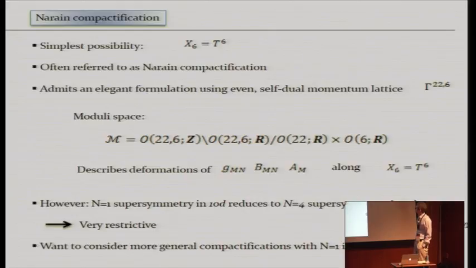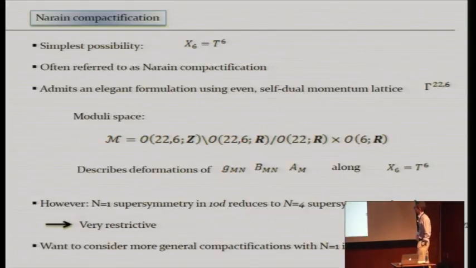Okay, so this parameterizes the internal momenta, left and right moving momenta of the string. And the 4-dimensional effective theory is parameterized by this moduli space. This is just a moduli space of a lattice of this type. So it's this type of coset form. It's O(22,6) mod O(22) mod O(6), and then there's some additional discrete symmetries that you have to mod out by.